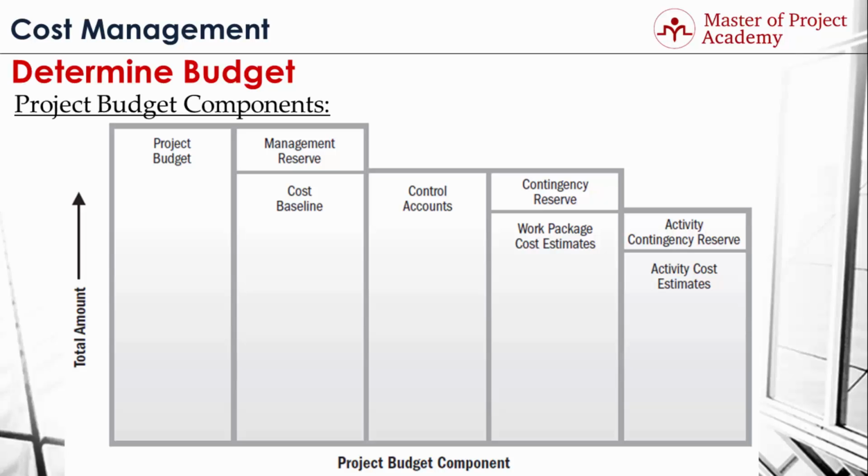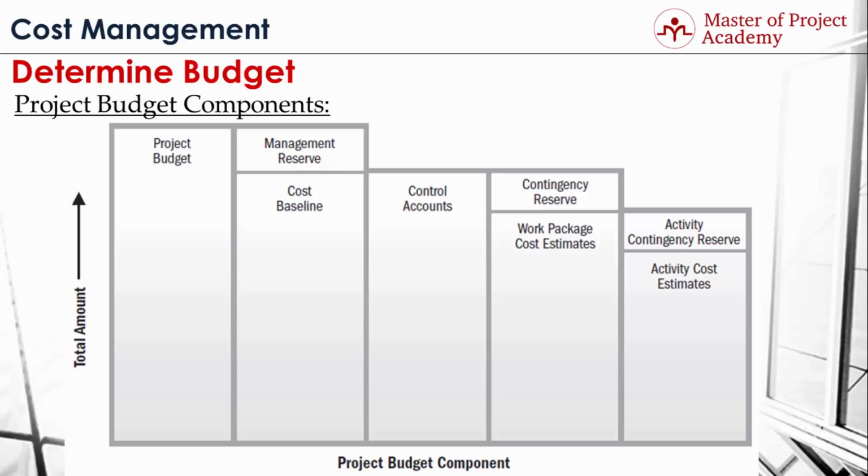It is better to summarize here again. The order of project budget estimation is as in the following 5 steps. First step, estimate activity costs and contingency reserves. Second step, aggregate activity cost estimates and contingency reserves to find work package costs. Third step, aggregate work package costs and contingency reserves to find control account costs.